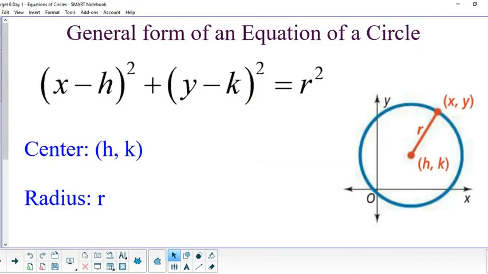We are going to start looking into Target 6, which is all about equations of circles. If you need to take out a piece of paper to write down some notes, go ahead and just pause the video and do that while we are getting things going here.